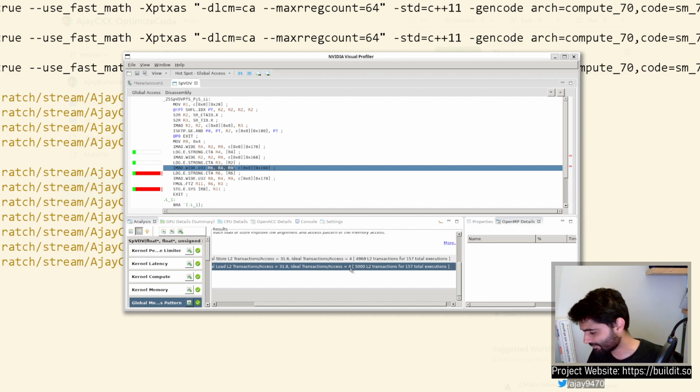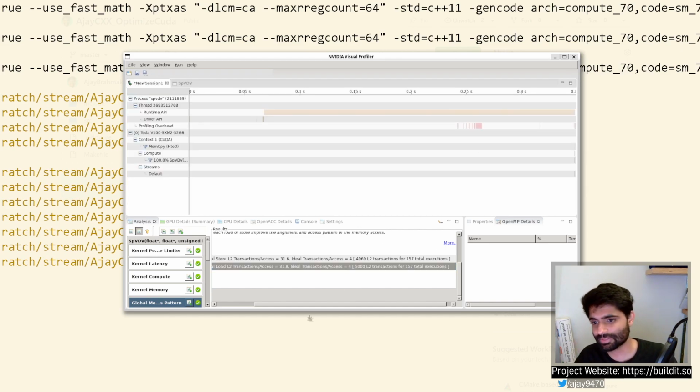Now, where does that 4 and 31 come from? The 4 comes from the fact that these are 4 byte values. So your cache lines are 64 bytes, which means you can fit 16 values together, and there are 32 threads. It should have been ideal 2, but it's ideal 4 for some reason. Anyway, what's essentially happening is we're doing 8x more accesses than we should be doing, which is bad. Just for comparison, let's do it with the simple case too.